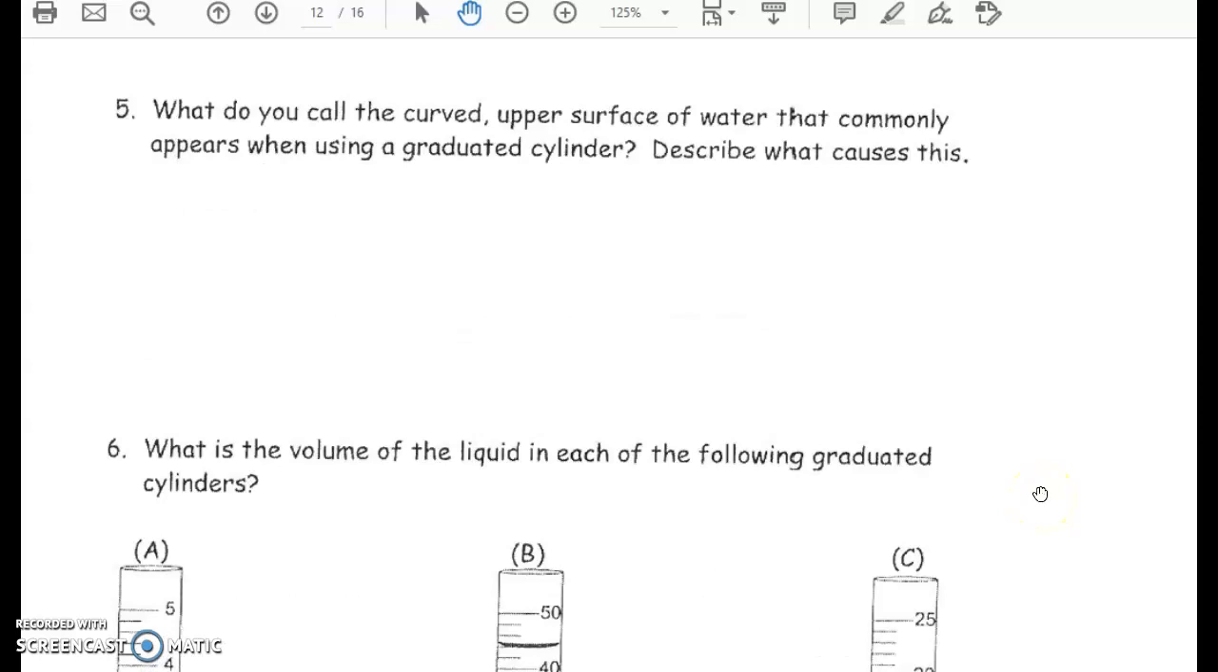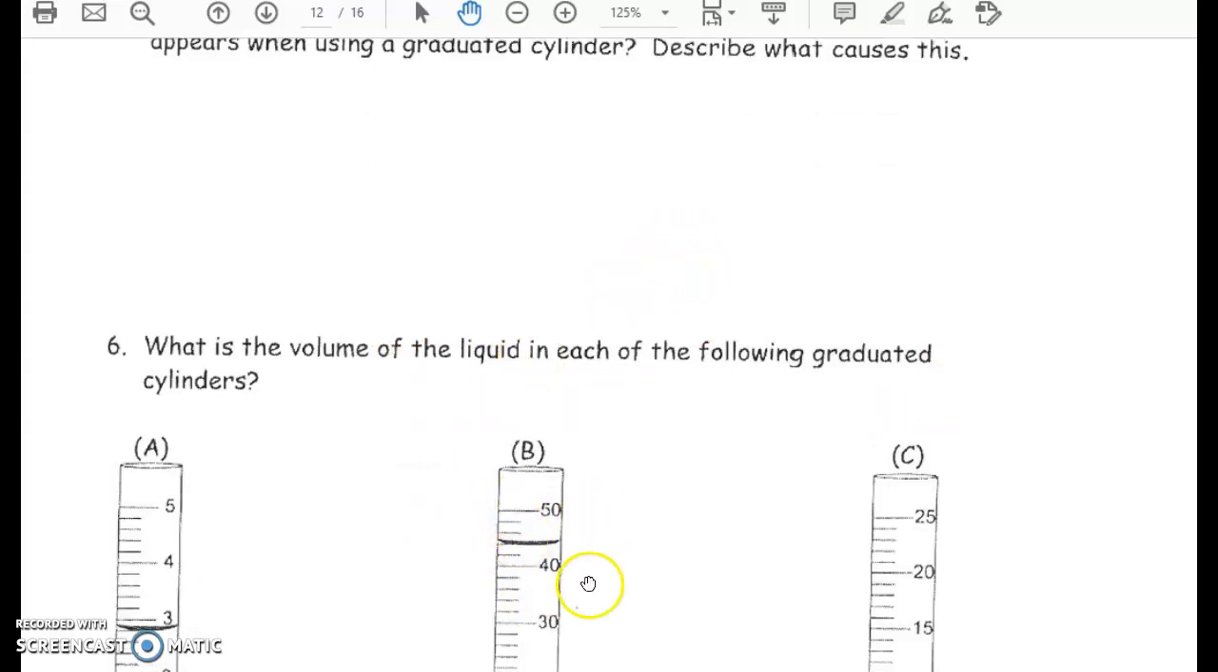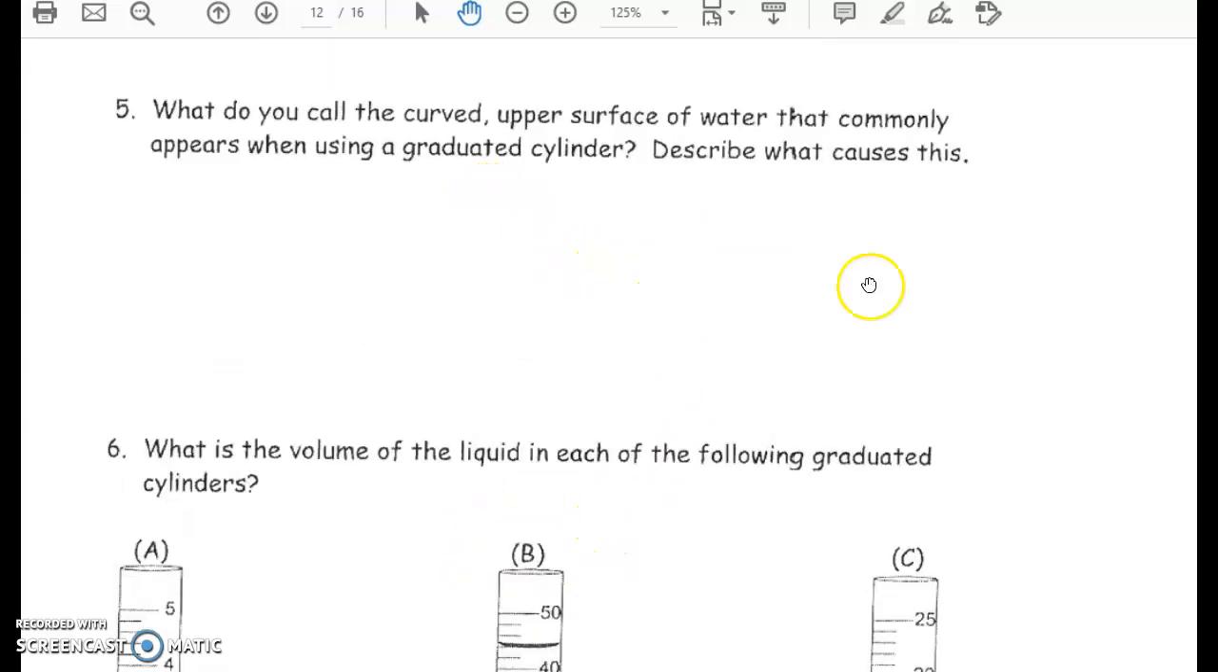What do you call the curved upper surface of water that commonly appears when using a graduated cylinder? So that's this thing right here. See that dark thing? That is called a meniscus. I know if you had Mr. Stansberry, you did this. I know you did. Meniscus. I'm not going to tell you what causes it because if you're on the computer, you can Google that yourself.